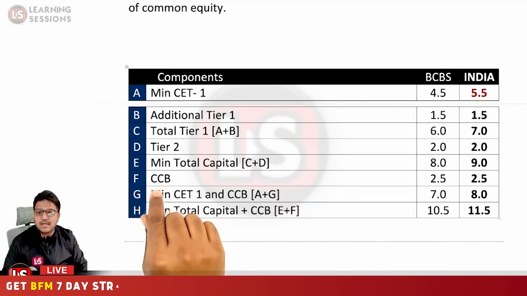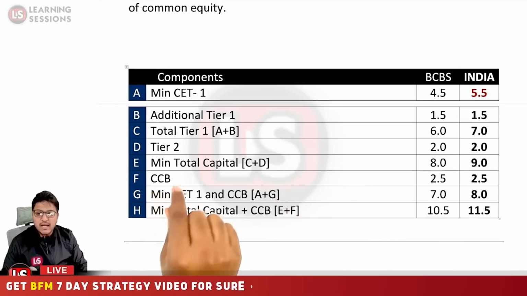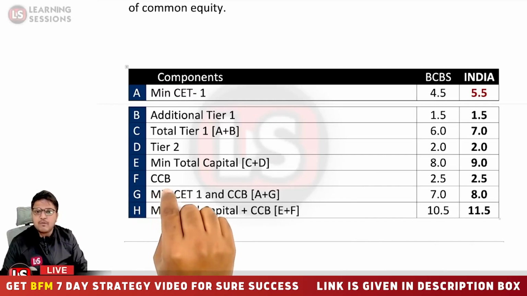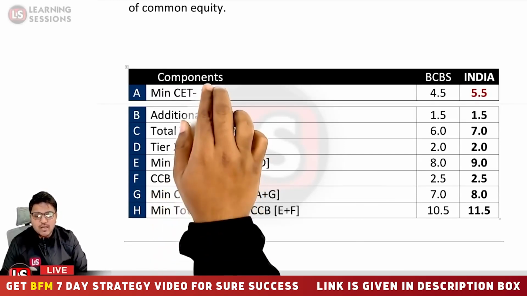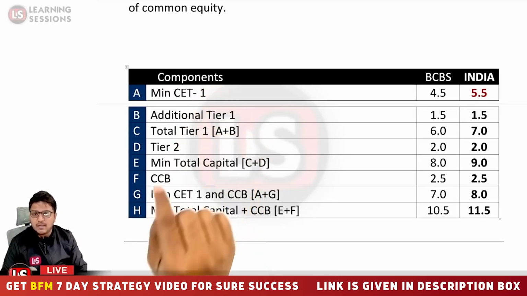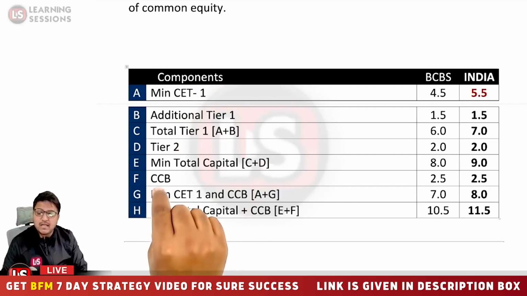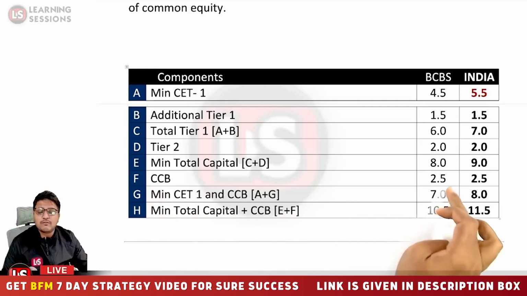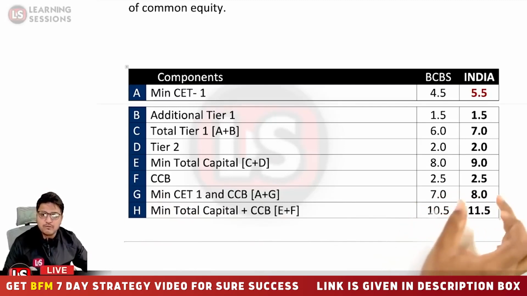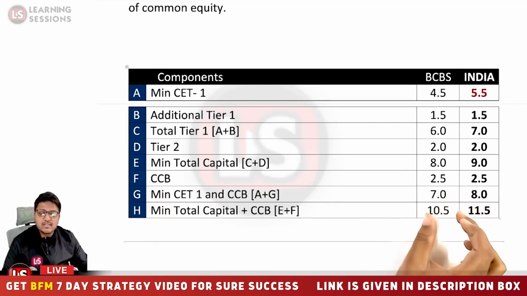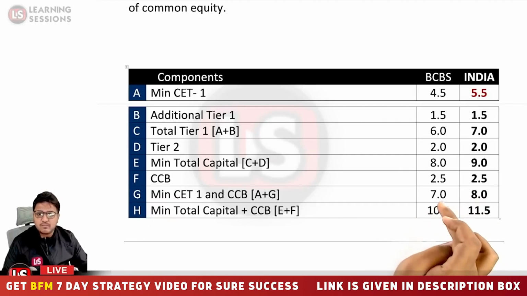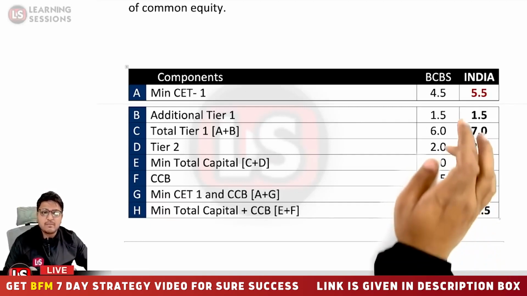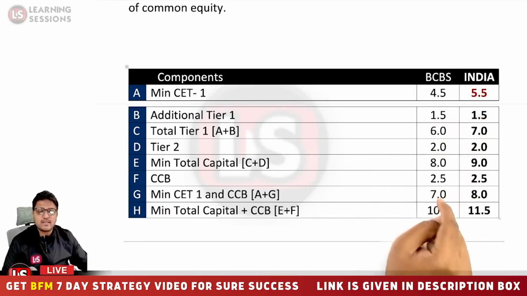That is basically the CCB, the capital conservation buffer, and it is also maintained in the form of CET1 capital. Whatever the components are in the CET1 capital, those components are to be maintained in the form of the CCB as well, at 2.5%. So the minimum CET1 and CCB is 7%, because 4.5 plus 2.5 is 7%.